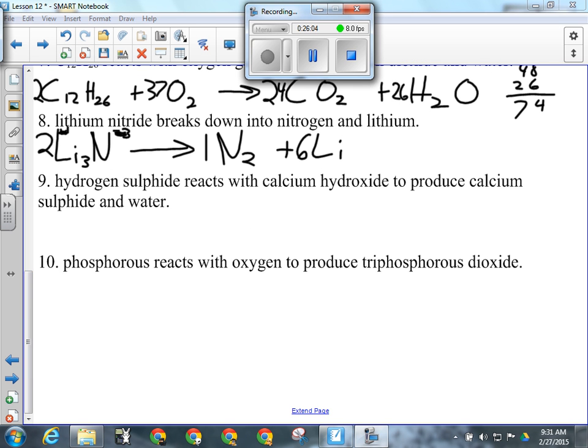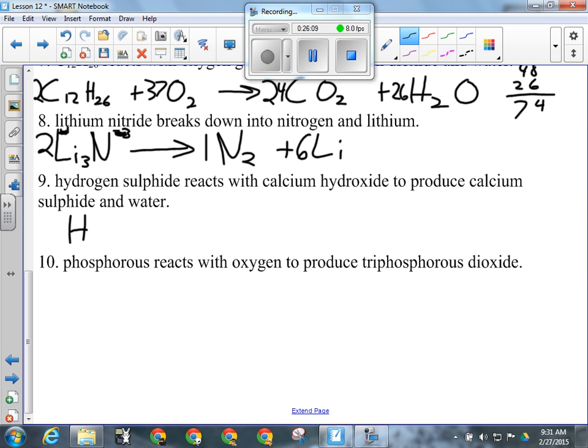Let's quickly have a look at these here before the bell goes, guys. Hydrogen sulfide. Hydrogen sulfide is an ionic compound with hydrogen and sulfur in it. This is a -2, this is a +1, so we're looking at H2S. It reacts with calcium hydroxide, Ca with OH. This is a 2+, that's a 1-. So when we swap and drop, we need brackets with a 2.